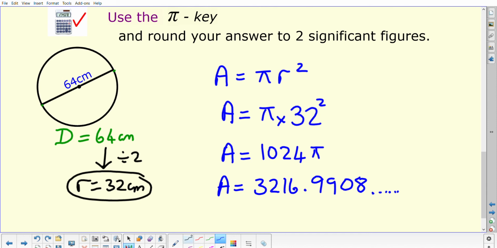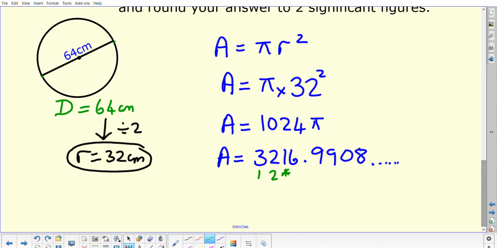Now this time we are rounding to 2 significant figures. Significant figures is to do with the accuracy. So the first significant figure is that 3, the second significant figure is that 2. And you look to the third one, the 1, to help you decide what happens with the second significant figure. Because the third significant figure is a 1, it's less than a 5, then the second significant figure does not change. So it remains as it is.